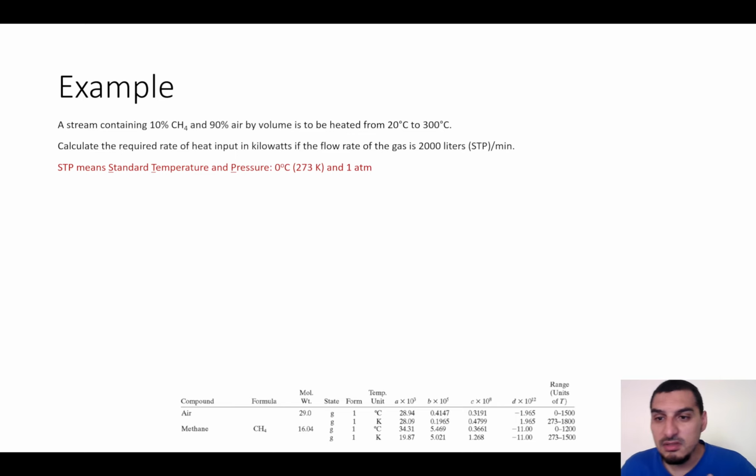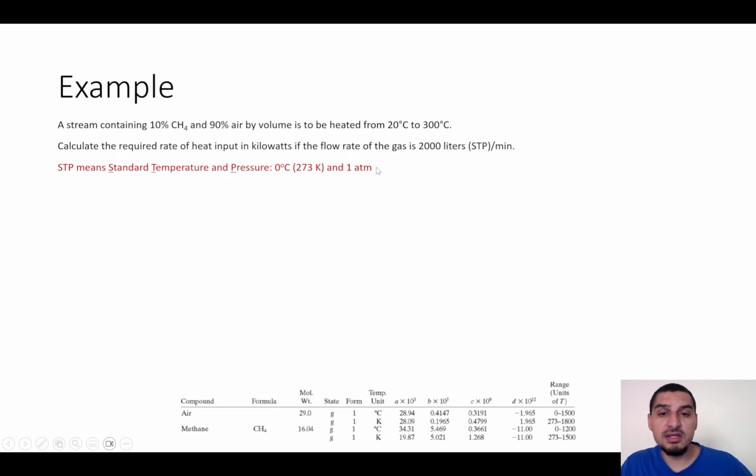Let's first use this information of the 2000 liters. So the 2000 liters per minute is the volumetric flow rate. In the problems that we do the calculations for, we use molar flow rate because we have the specific enthalpy calculated in kilojoules per mole. So I want to convert this 2000 liters into molar flow rate. So this is gas phase under one atmospheric pressure. So this is the pressure.